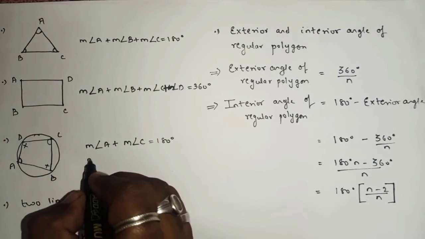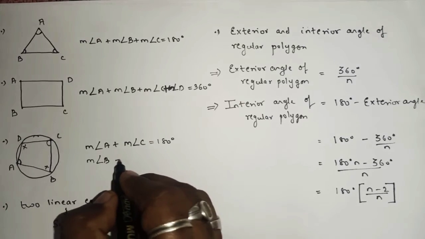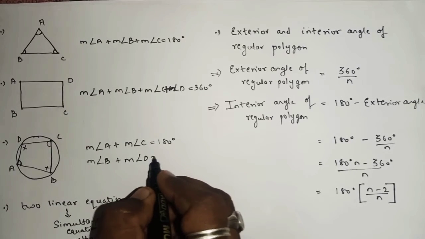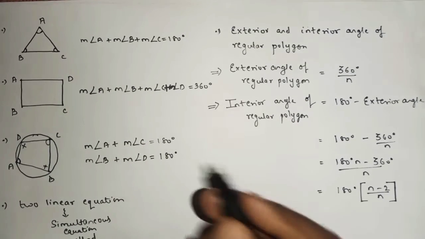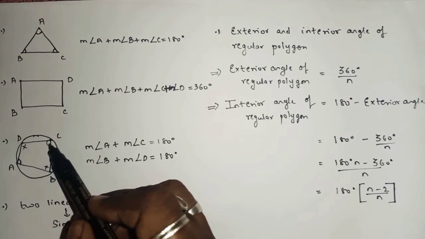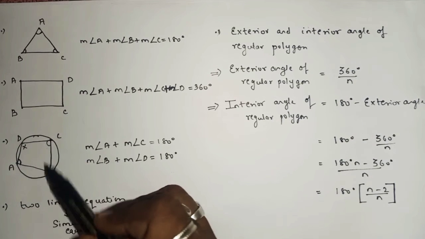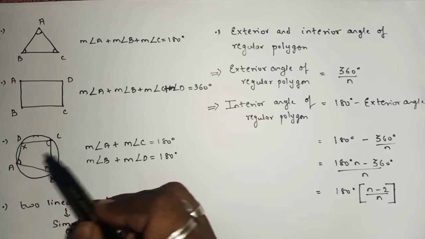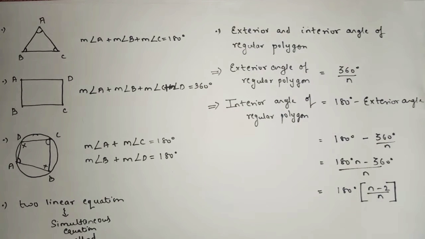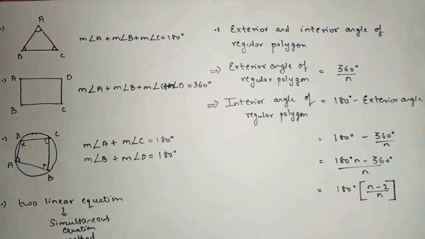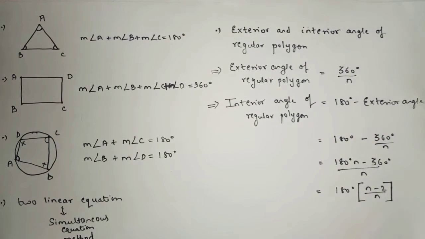Same here also, measure of angle B plus measure of angle D equals 180. So the sum of each pair of opposite angles of the cyclic quadrilateral is 180 degrees. These are the basic things. With the help of this property, you will be able to find your angles. Okay.